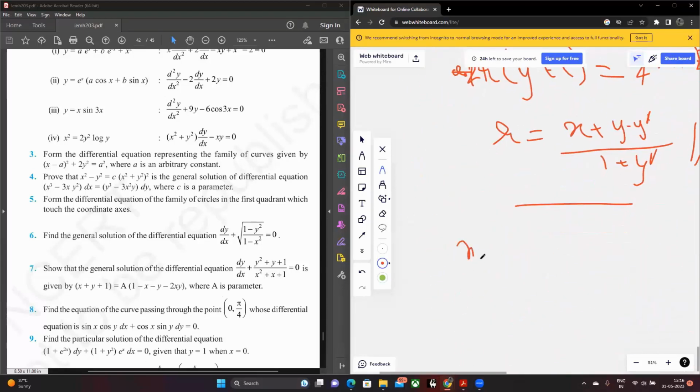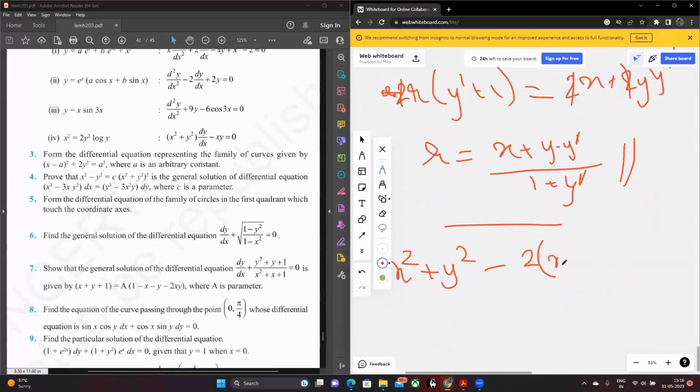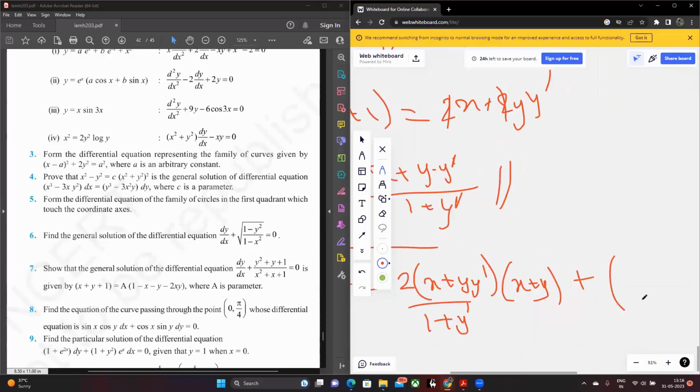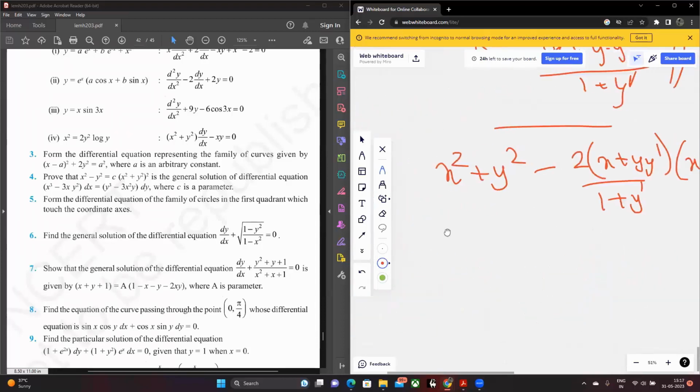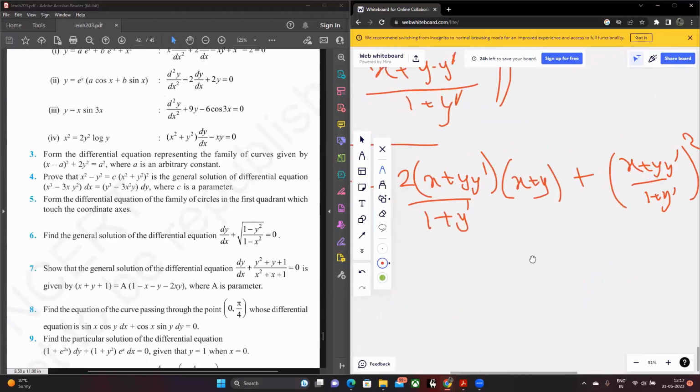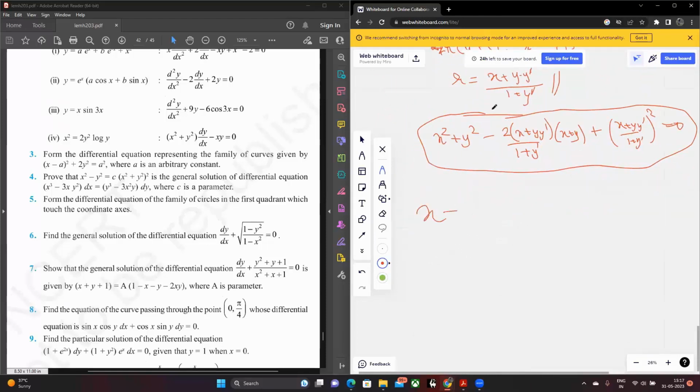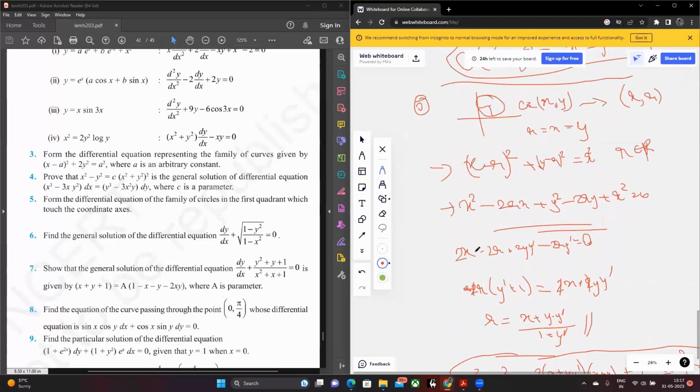And so we basically substitute this r over here and get the fact that it's x squared plus y squared minus 2 into x plus y y dash by 1 plus y dash times x plus y plus x plus y y dash by 1 plus y dash the whole square equaling 0, right? And this form is pretty complex, right? This form is very complex. So what you can do instead is basically substitute in the first equation, this point, right?